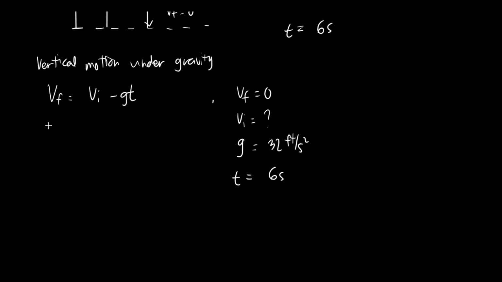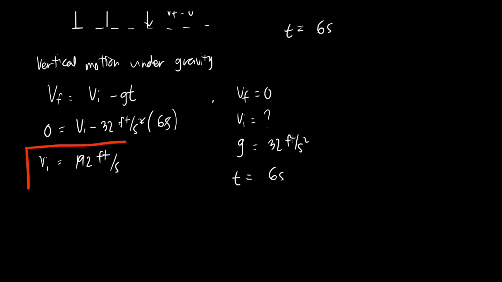So V final, let's substitute. V final equals 0. So V initial minus 32 feet per second squared times t, which is 6 seconds. So V initial is equal to 32 times 6. So the answer is 192 feet per second. The seconds will be cancelled. So this is now our final answer for V initial.